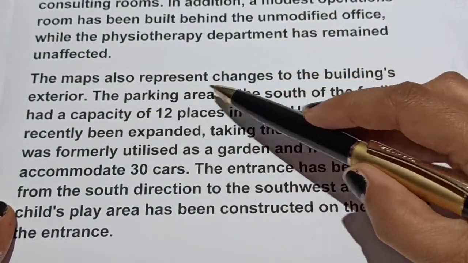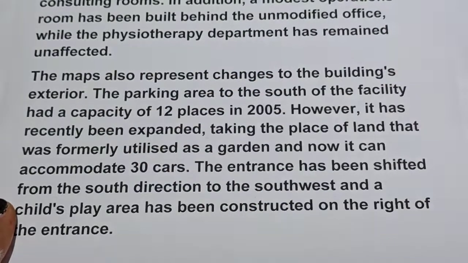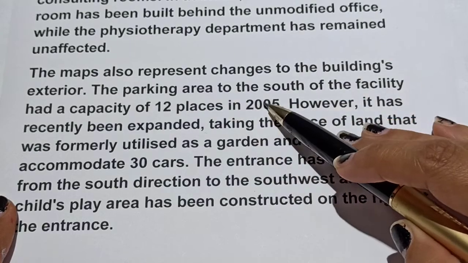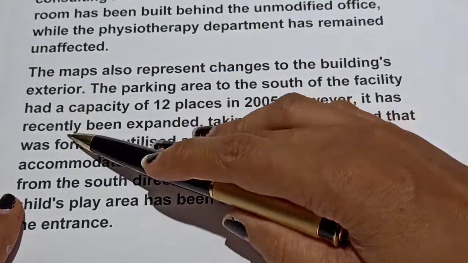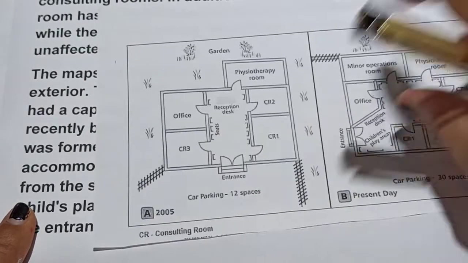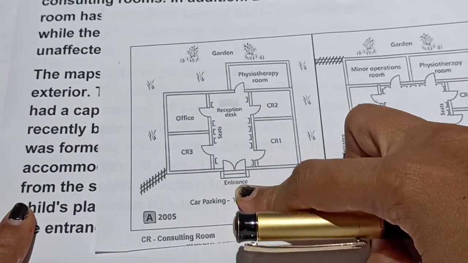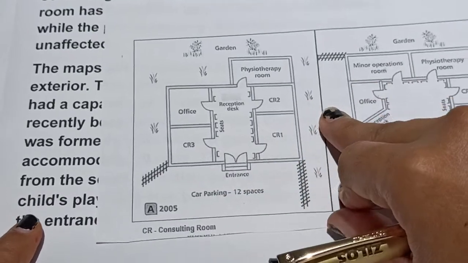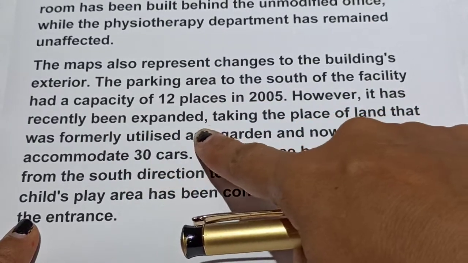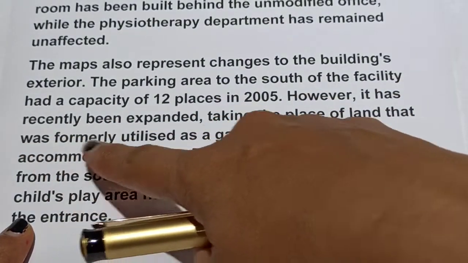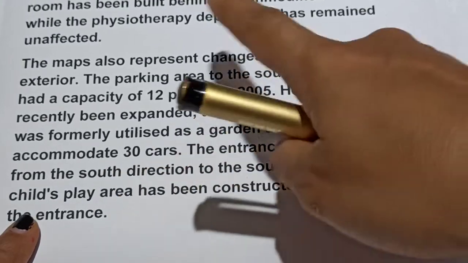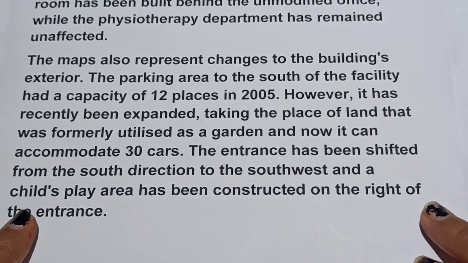The maps also represent changes to the building's exterior. Now some changes are also there to the building's exterior, means the parking area to the south of the facility had a capacity of 12 places. Now the parking area, which is in the south direction of the building, had the capacity of holding 12 cars, but now, however, it has recently been expanded, taking the place of the land that was formerly utilized as a garden, and now it can accommodate 30 cars. So the garden area has been included in the car park area now.